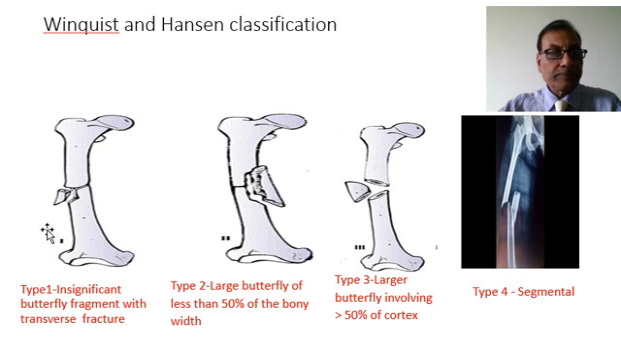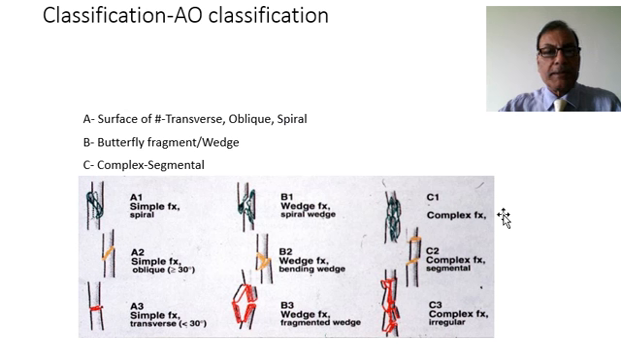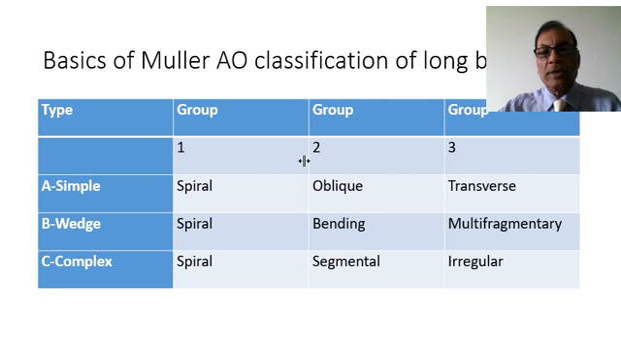So you can see it is type 1, insignificant butterfly fragment. Here it is significant but still less than 50% of the width of the cortex it is containing. In type 3, it has become larger and more than 50% of the cortical width is with the butterfly fragment. And type 4 is segmental. AO classification is supposed to be the better, but it is a complicated one. We are not going to discuss in detail. This is also called Muller AO classification of the long bones. It is based on whether the fracture is simple, wedge, or complex.